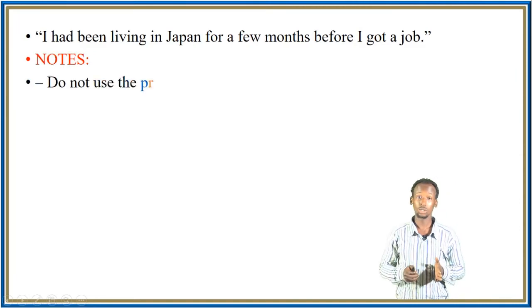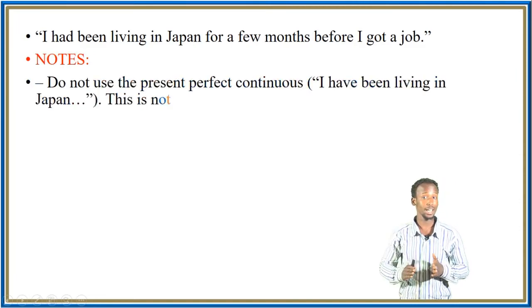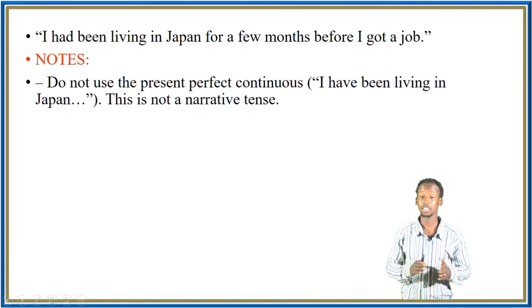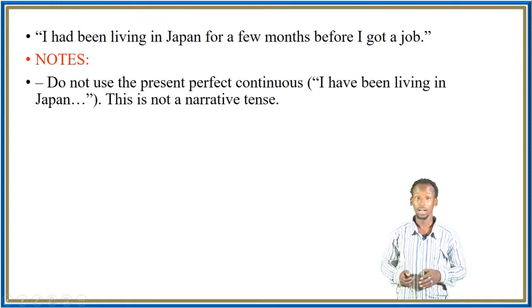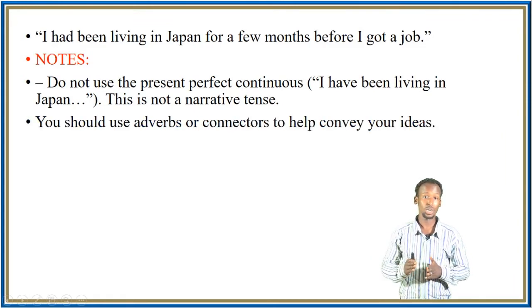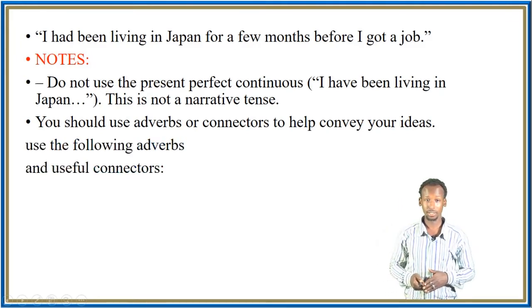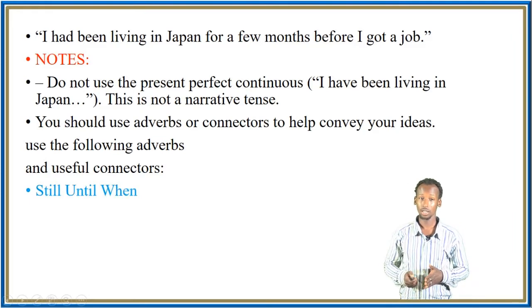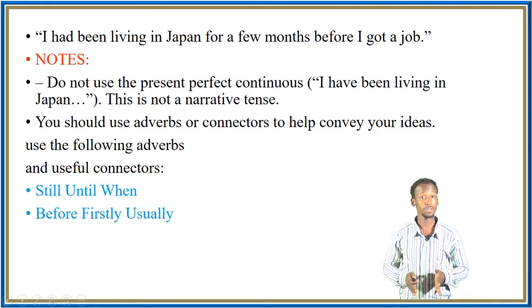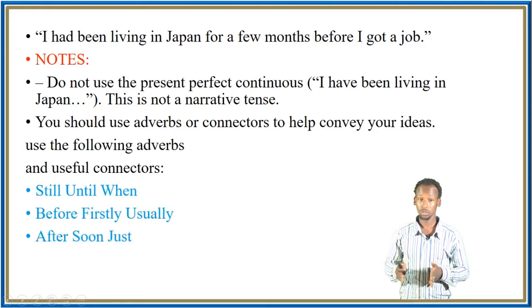Notice, do not use the present perfect continuous. I have been living in Japan. This is not a narrative tense. You should use adverbs or connectors to help convey your ideas. Use the following adverbs and useful connectors: still, until, when, before, firstly, after, soon, just.